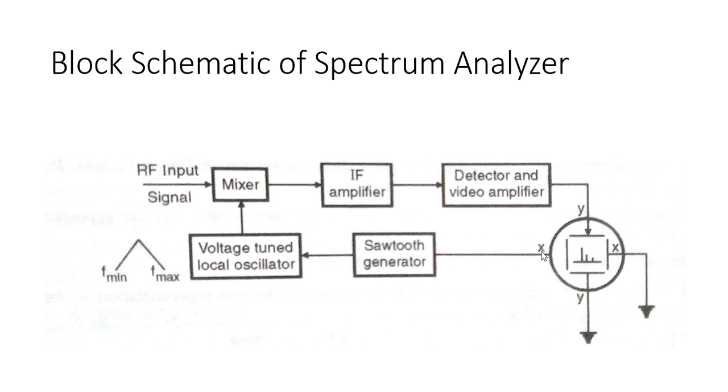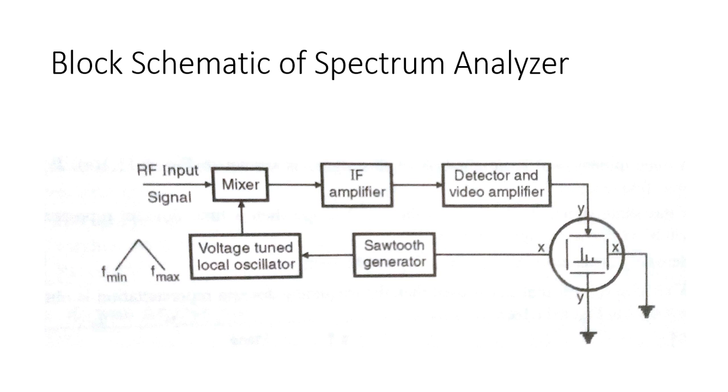So this is the basic CRO tube, and all other functionalities are different as per the spectrum analyzer's internal circuitry. So this is the basic block schematic of a spectrum analyzer.